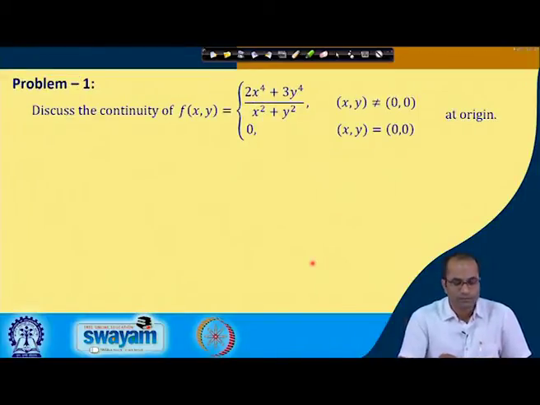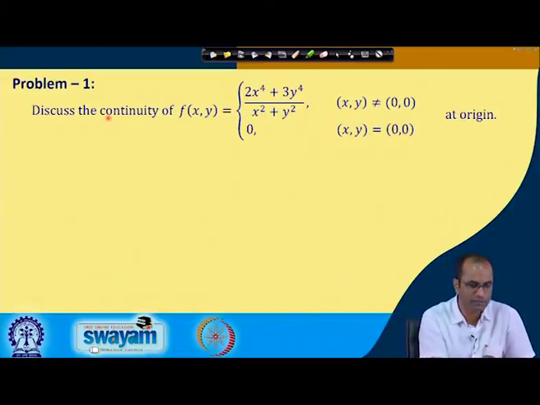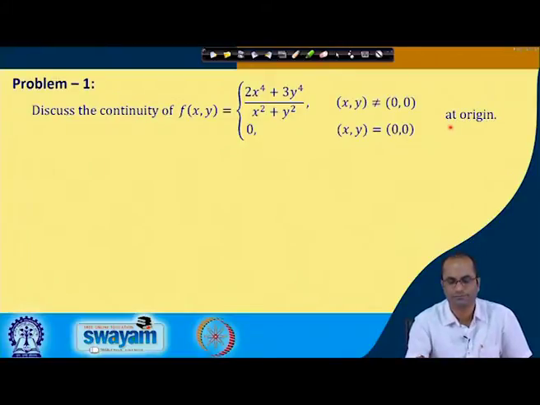Let us go to some examples now. Discuss the continuity of this function f(x, y) equal to (2x^4 + 3y^4) divided by (x^2 + y^2), defined when (x, y) is not equal to (0, 0), and the value of this function is 0 when (x, y) equals (0, 0). We will discuss the continuity of this function at the origin.